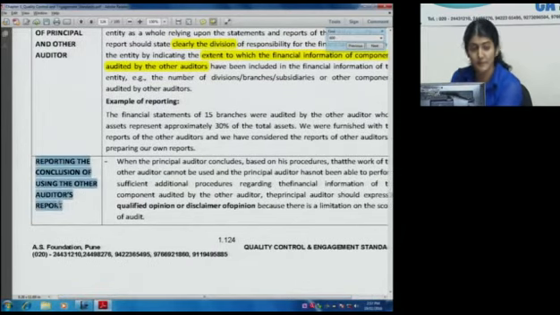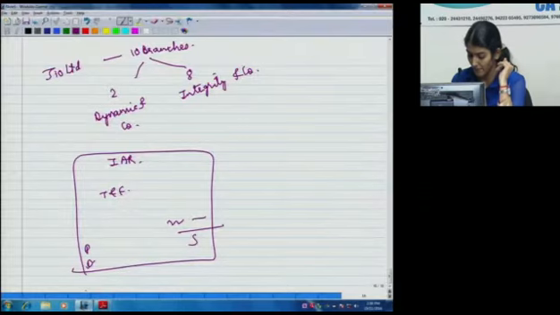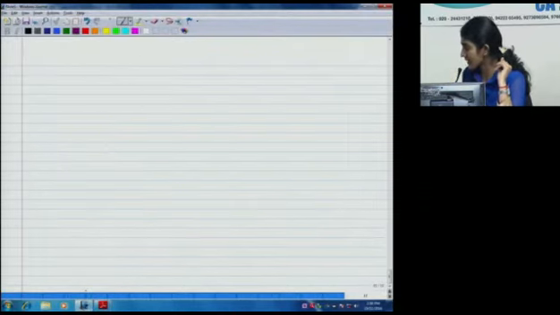यहाँ पे refer page number 1.141 other matter. Refer page number 1.141 other matter. Yes, done everyone? Okay. Right, so that is SA 600, using the work of another auditor.